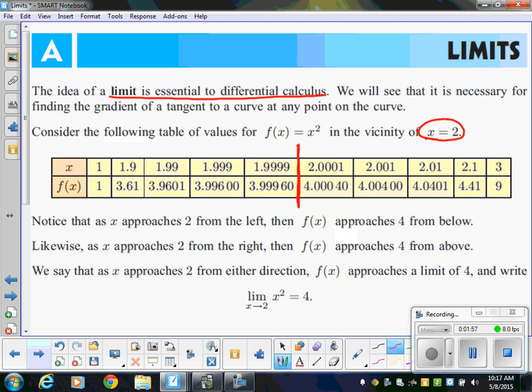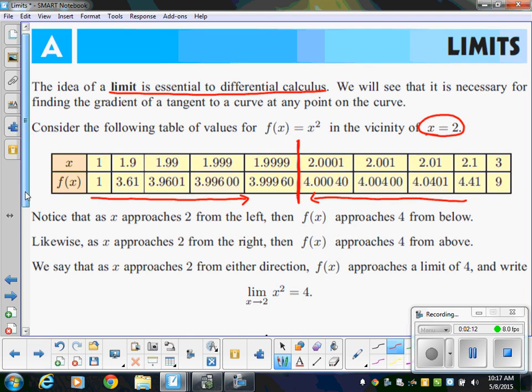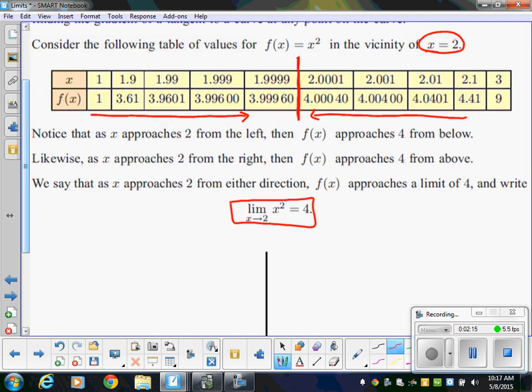What's happening to the function as the x values get closer and closer to 2? You'll notice that the function itself gets closer and closer to 4. So that's what is considered its limit. And we write it in this form: the limit of x squared as x approaches 2 is 4. That's how you would read that. The limit of x squared as x approaches 2 is 4.